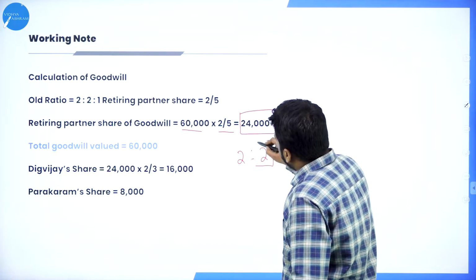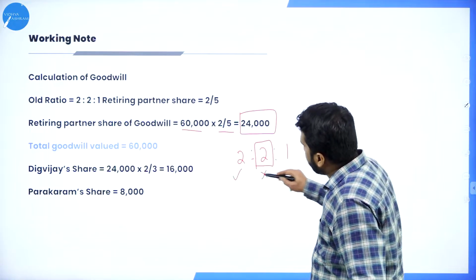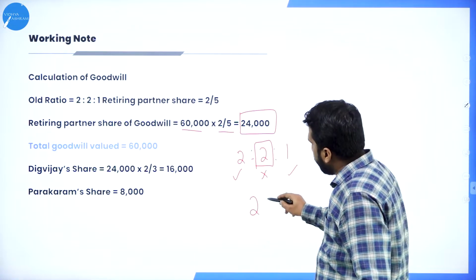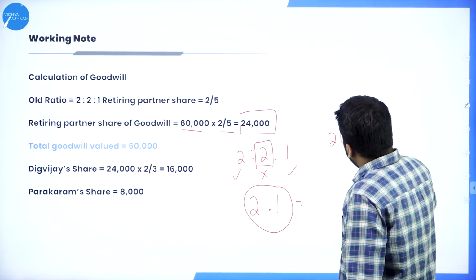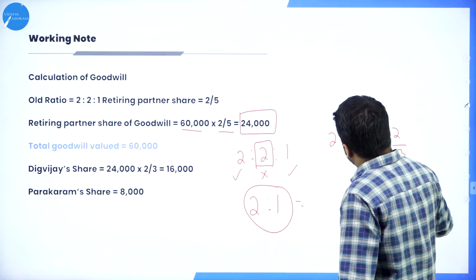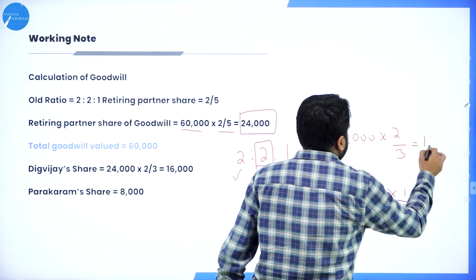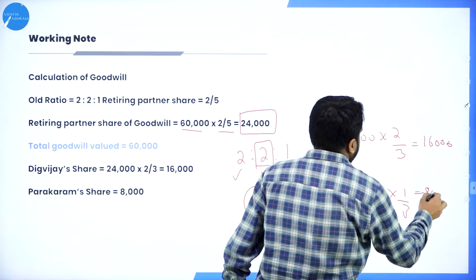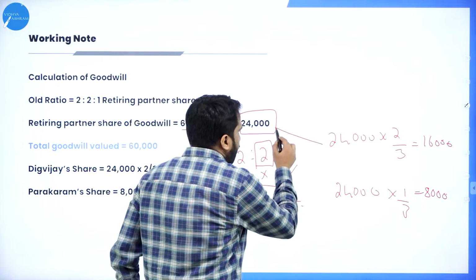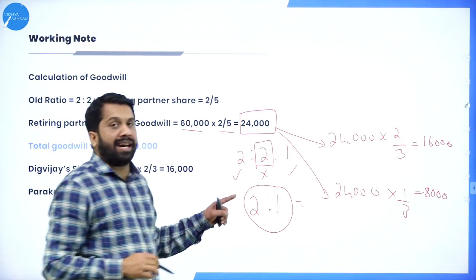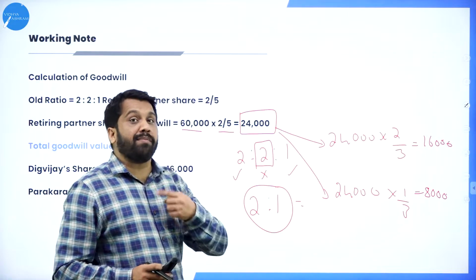2:1. This partner is going to retire. Who are the remaining partners? First person, second person. What is the ratio of them? 2:1. Now, take this 24,000. 24,000 into 2 by 3. 24,000 into 1 by 3. This will be 16,000 and this will be 8,000. Now, remember, whatever 24,000 you got, the goodwill has to be given to whom? Retiring partner.